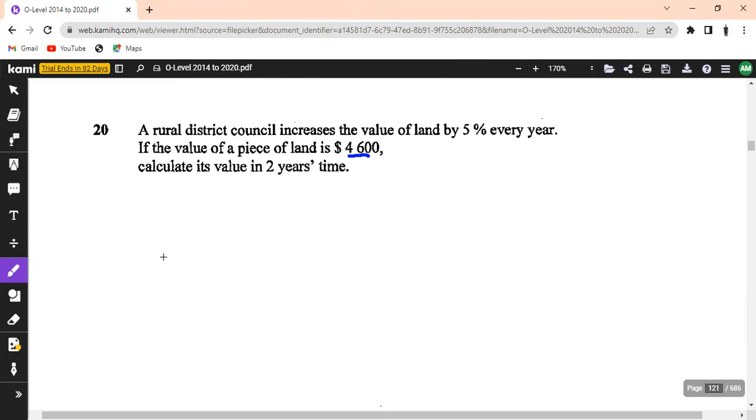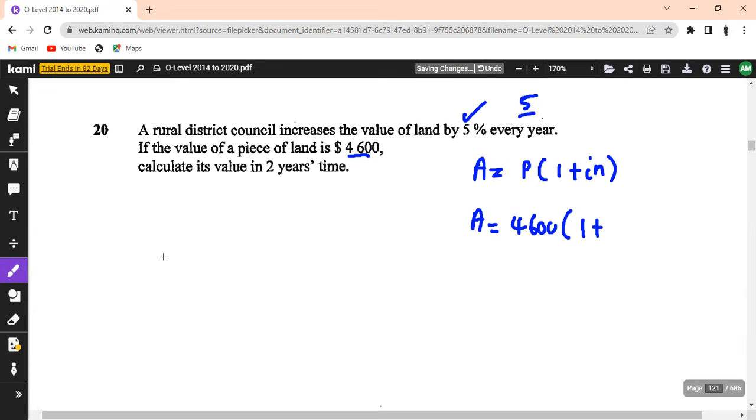We know that for the first year, our amount was going to be equal to the principal. If you use simple interest, it's going to be P plus PIN, where N is the number of years, and I is the interest. So this is the amount for the first year. So we are going to have 4,600 multiplied by 1 plus the interest. In this case, your interest as a decimal is 5 over 100, which gives us 0,05.